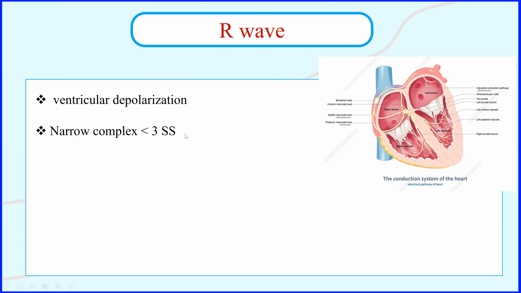from the beginning of the QRS complex to the end of the QRS complex is less than 3 small squares. If it is wider than 3 small squares, it's called broad complex. And this is really very important because when we classify tachycardias, it will depend on the QRS complex duration. If it is narrow complex, then the tachycardia will be called narrow complex tachycardia, while if the complex is really wide, it will be called broad complex tachycardia.